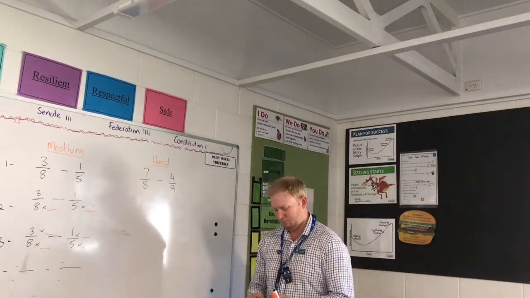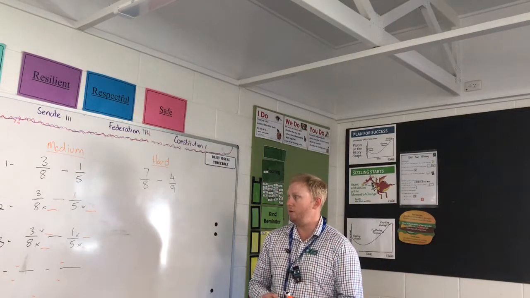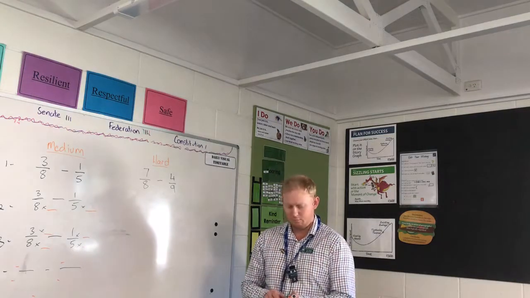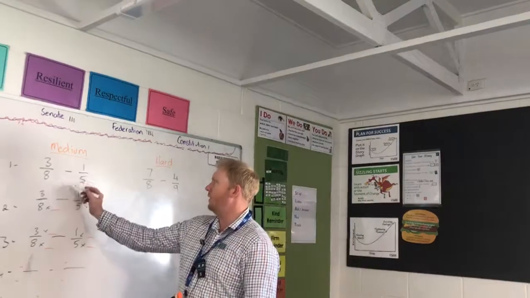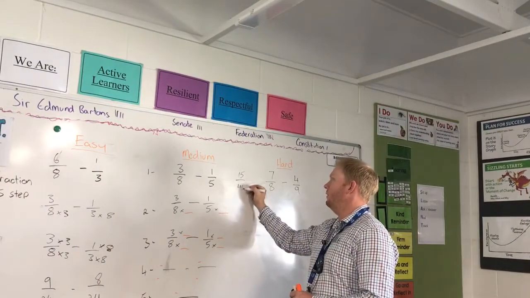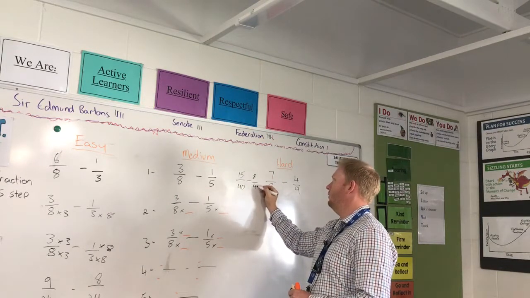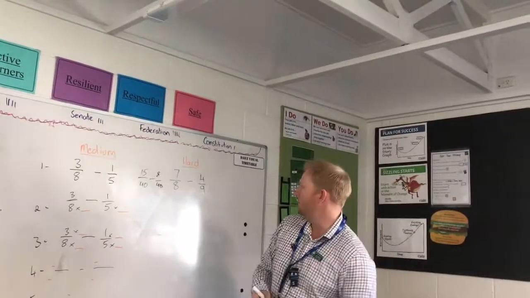I got 7 over 40. So 7 over 40 was your final answer? If I'm looking at that, it works out to be 15 over 40 minus 8 over 40. Yeah, excellent work. 7 over 40, good job.